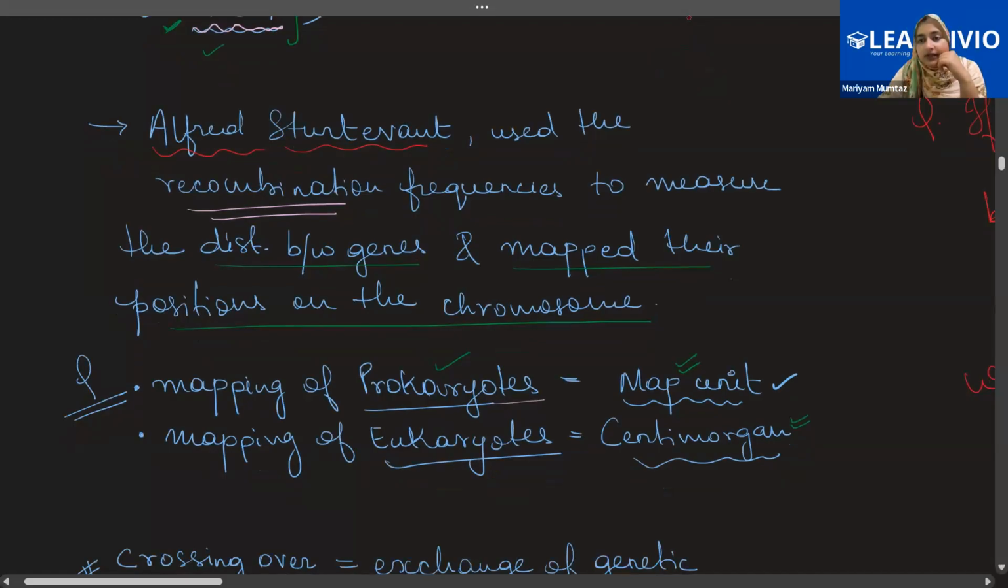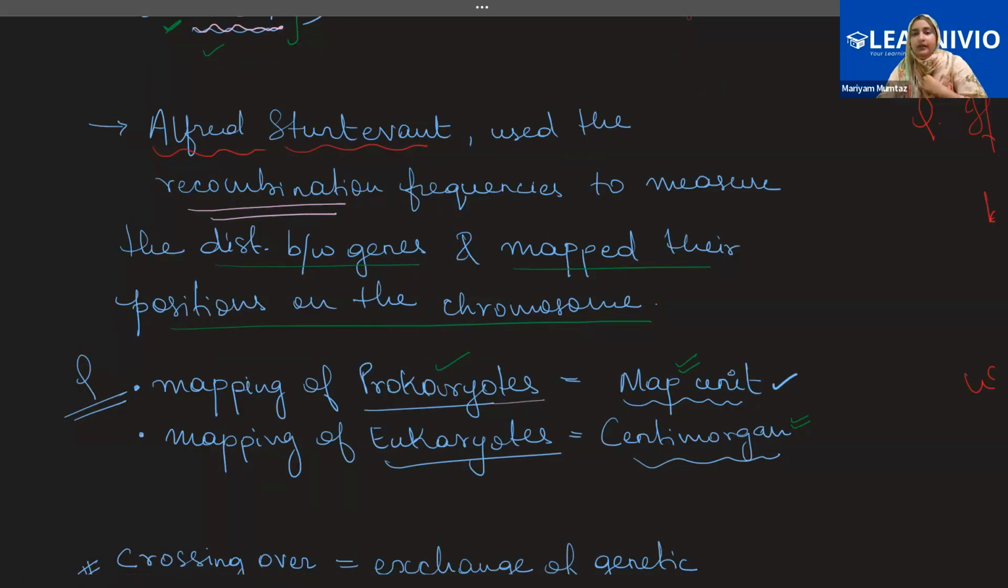Are there any more questions? There is one more. Name the scientist who proposed the chromosomal theory of inheritance. Who did? Boveri and Sutton. Boveri and Sutton, yeah. And who gave the experimental proof for the chromosomal theory of inheritance?